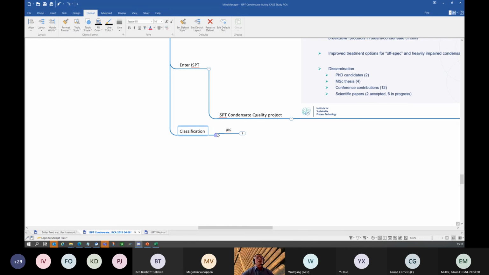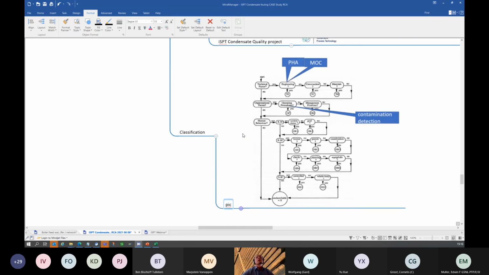So what is the classification according to our process? The PHE and the MOC are engineering and procedural solutions. The first contamination detection is of course an operator procedure, where operators look at contamination in the plant, and remark to our operators in the control room of the utility systems that they have detected the contamination.